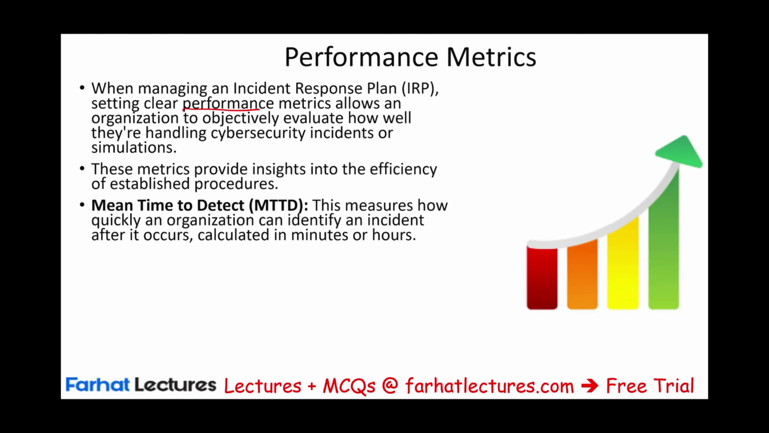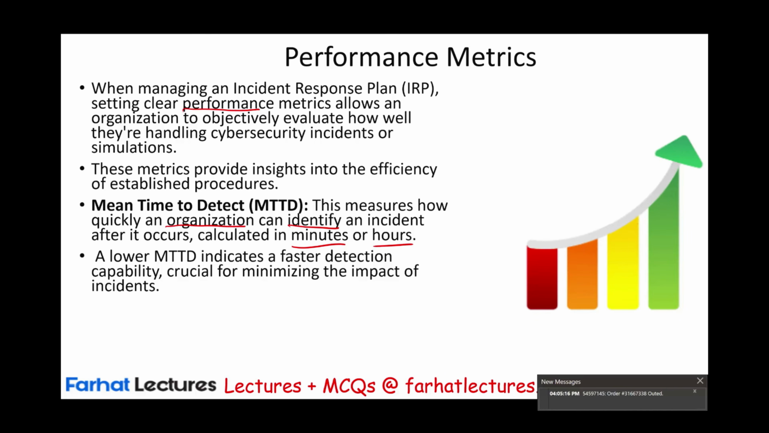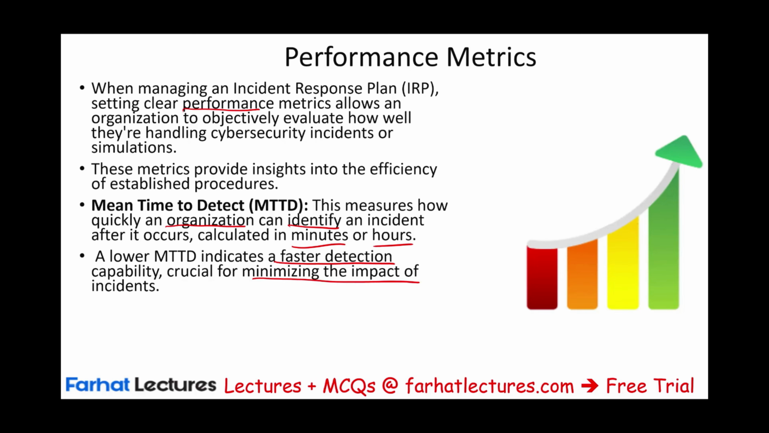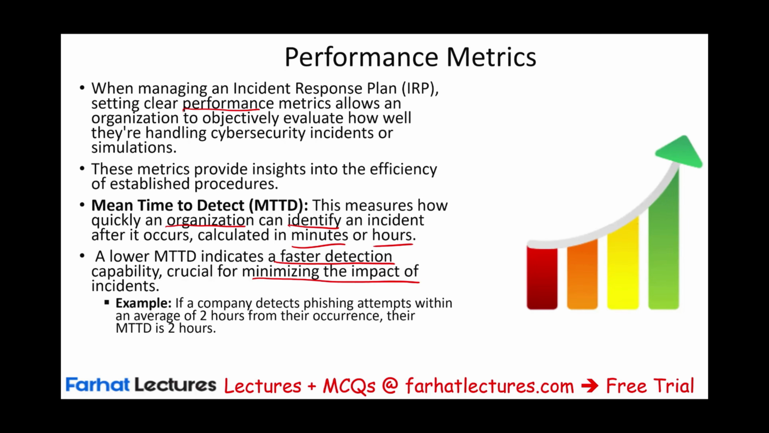One of them is mean time to detect. Mean time to detect measures how quickly an organization can identify an incident after it occurs, calculated in minutes, hours, or sometimes it could take days. Now you want to detect an attack as early as possible. A lower mean time to detect indicates faster detection. You want to detect something almost immediately. And why? It's to minimize the impact of the incident. The earlier you can detect something, the better off you are.